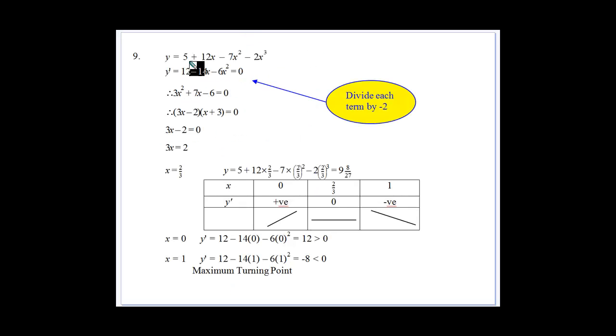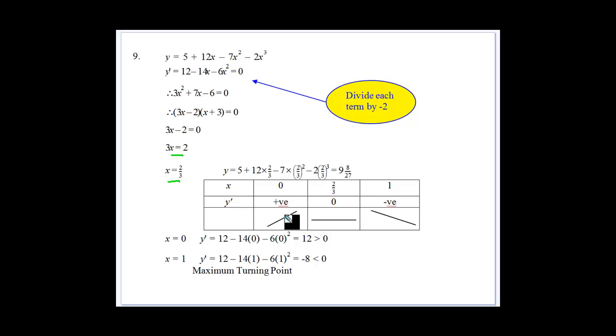Question 9. When we get our function, derive it. This line here we've divided everything by minus 2 to be able to factorize a little bit nicer. So we get two brackets there. The first one, 3x minus 2, comes down to giving us x is equal to 2/3. When we go through and solve it, our y value would be 9 and 8 on 27.